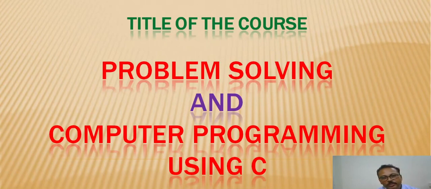The title of the course is Problem Solving and Computer Programming Using C. Now it's very, very important. Why this title? What is the number one skill that is required for you? Is it communication skills? There is a lot of hype regarding communication skills, so-called soft skills, etc. No, it's the problem solving skills that are required.